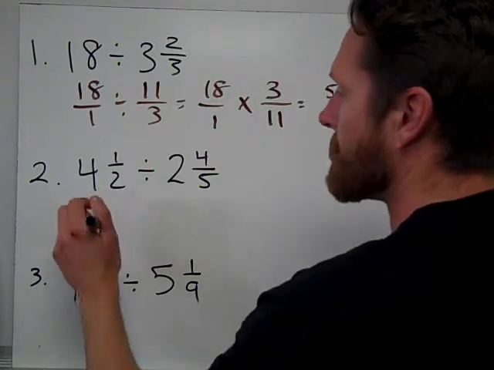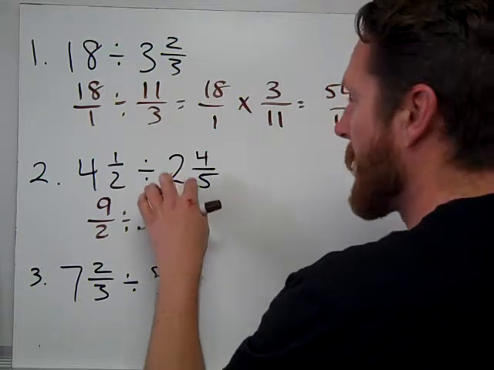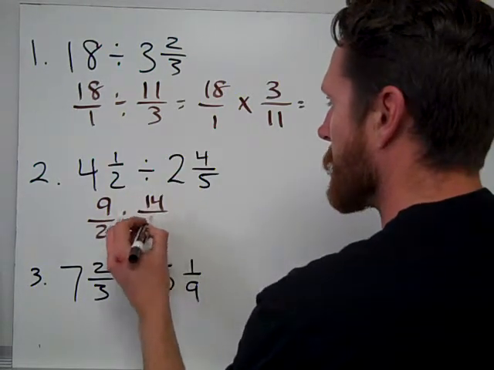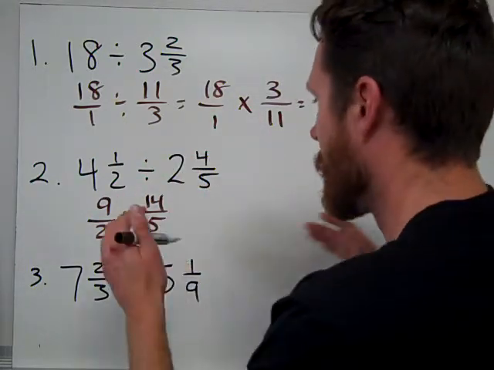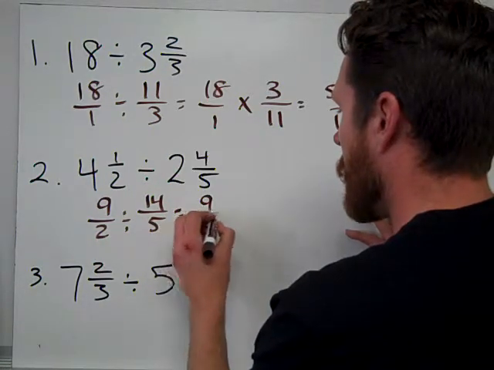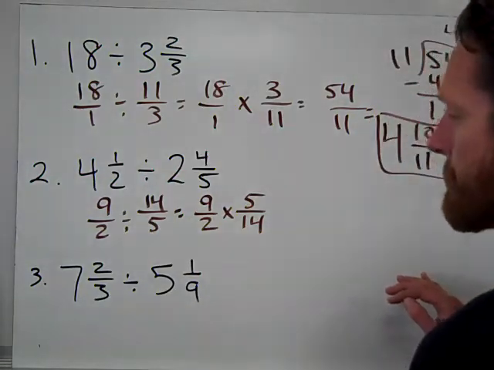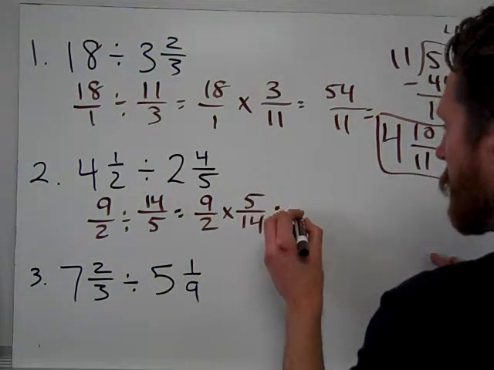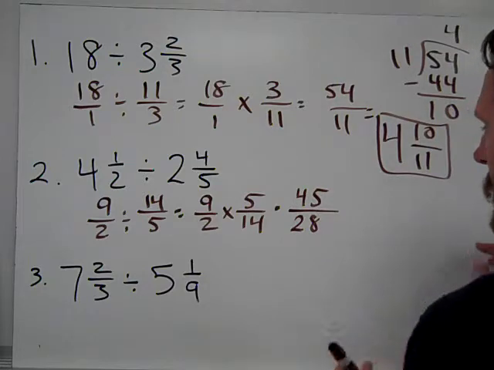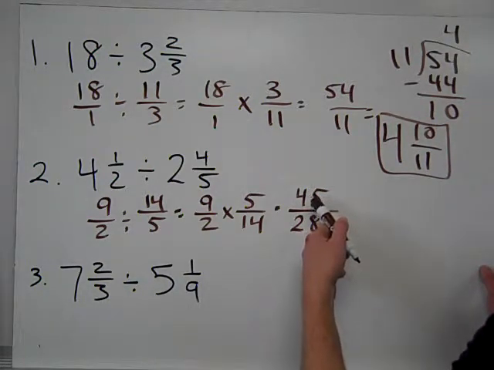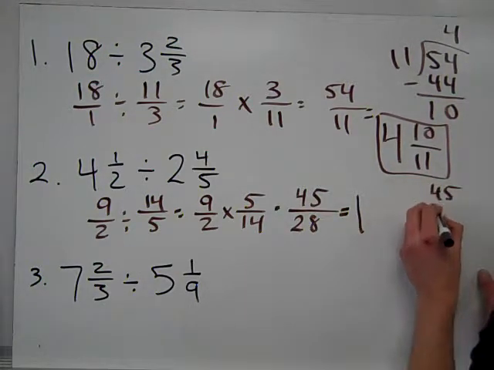Next one. 4 times 2 is 8 plus 1. 9 halves. 5 times 2 is 10, plus 4. 14 fifths. Once again, changing those mixed numbers to improper fractions. Now, because I have division, I have to reciprocal the second fraction. Multiply. I'm going to get 14 times 2, which would be 28. 9 times 5, which would be 45. Now, 28 times 2 is going to be more than 45. So it's only going to go in one time. But what is the difference? Do subtraction here.